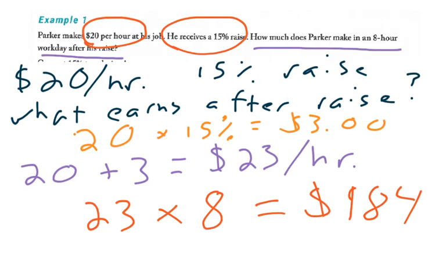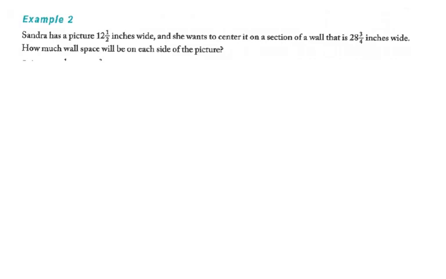All right, let's look at another example. So this one is a multi-step problem, and it's dealing with fractions. Sandra has a picture 12 1/2 inches wide, and she wants to center it on a section of a wall that is 28 3/4 inches wide. How much wall space will be on each side of the picture? So the first thing we have to do on this one, since she's got this section of the wall that's 28 3/4 inches wide and the picture is 12 1/2.